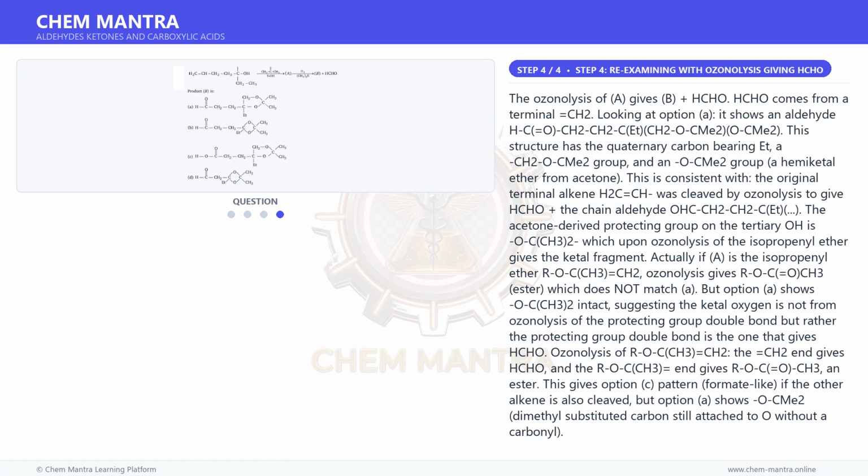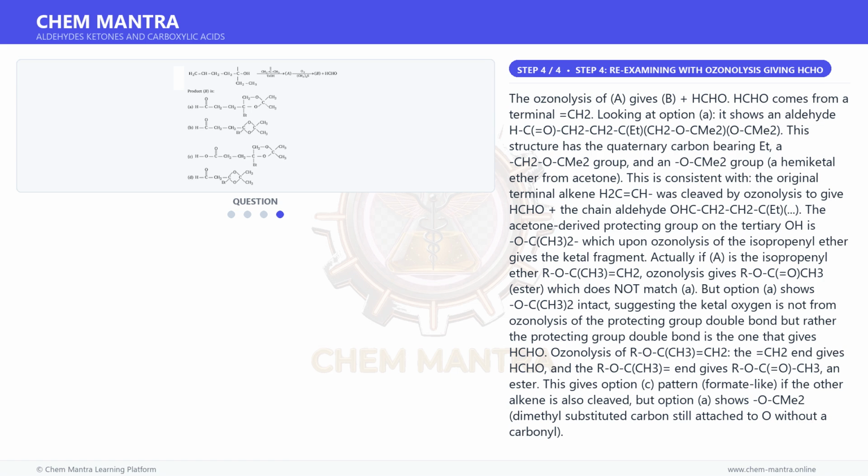With two double bonds cleaved, the terminal alkene H2C=CH gives HCHO plus CHO incorporated in B, and OC(CH3)=CH2 gives HCHO plus OC=O, CH3 ester in B. This would give B as OHC, CH2, CH2, C=O, COCH3 with a CH2 fragment. This is getting complex. Let me try a cleaner approach, looking at option A directly.